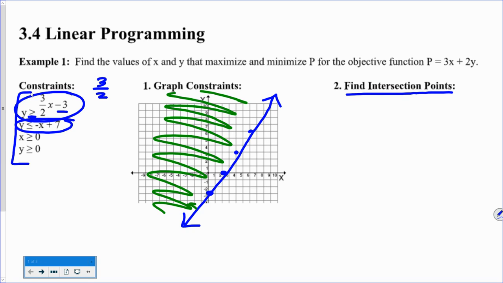y is less than or equal to -x plus 7. My y-intercept is 7, so 1, 2, 3, 4, 5, 6, 7. My slope is -1, so I will go down 1 and right 1, so this line slants down. Down 1 and right 1. Okay, this is also a solid line. Oops, I should have done a better job. Down 1, right 1.